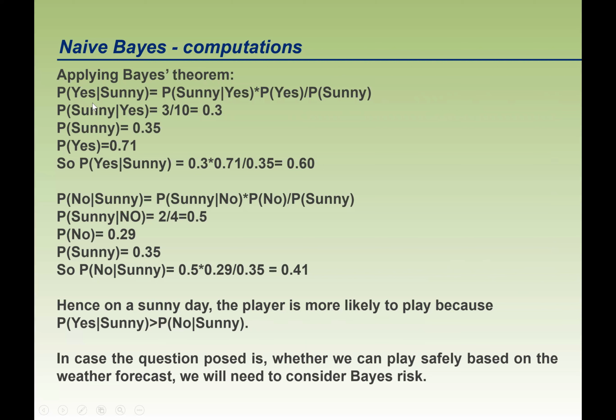What is the probability of the game being played on a sunny day? By substituting all this, and what is the probability of the game not being played on a sunny day? And here you go, by the larger probability, that is, the probability of the game happening is larger than the probability of the game not happening. So we can say that on a sunny day, there is a higher probability of the game being played.